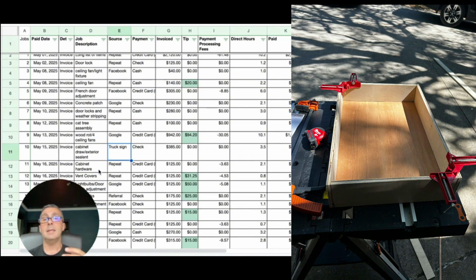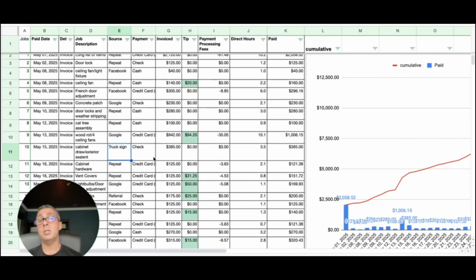Actually, my measurements were slightly off. I tried to copy the drawer right next to it, but it was a little bit off. So I had to run back to my house, which was about 5 minutes away, modify that a little bit, and got that taken care of. Then she had some exterior sealant that I had to put in. So I took care of that one. She paid by check. It was 385 and about 3.5 hours of work on that one.